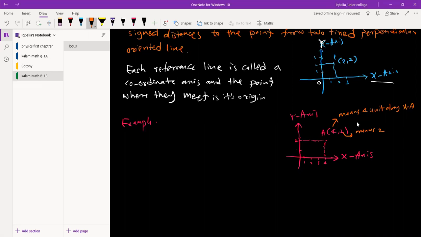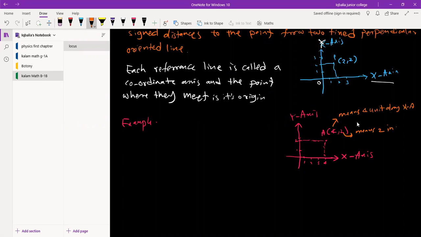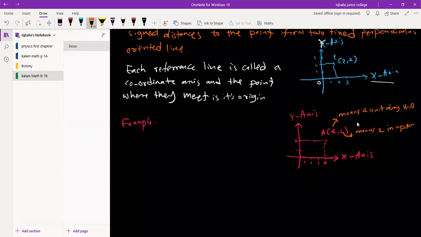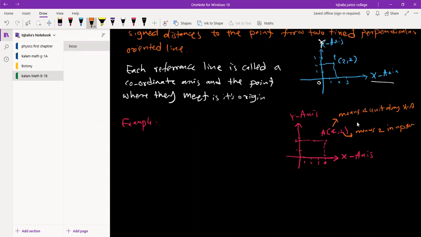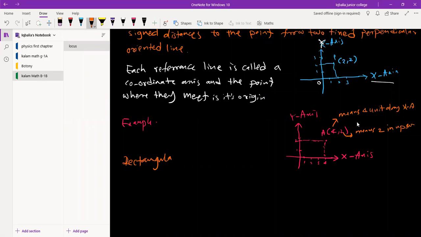2 units in the upward side. Okay, so see, the 4 means 4 units along the x-axis, 2 means 2 units along the y-axis, you can consider. Sometimes this Cartesian coordinate system is called the rectangular Cartesian system. Rectangular Cartesian system.